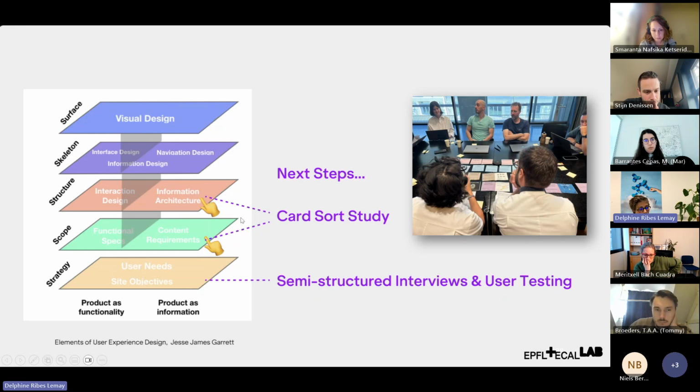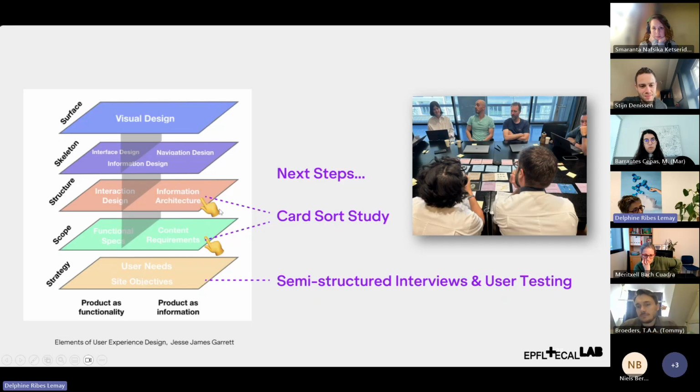Once we have that, you need to understand what needs to be shown, when it needs to be shown, and how it needs to be shown. This is what we did in another study, called a card sorting study, but I'm not going to talk about that today because we have no time. It's what we did next.